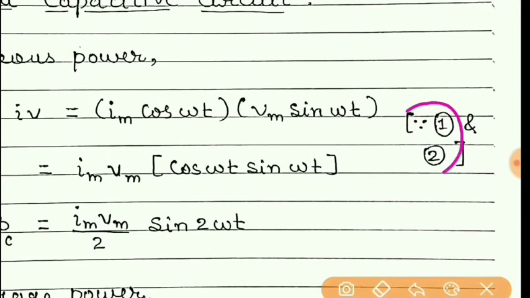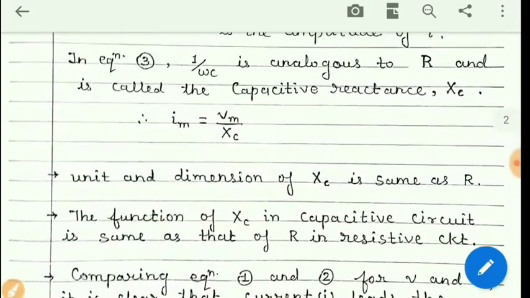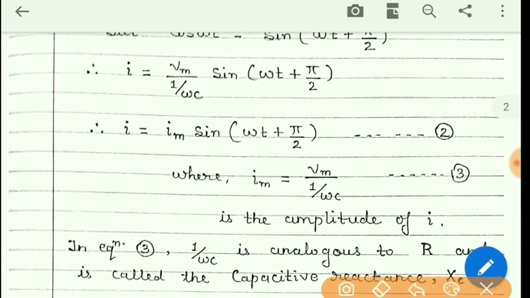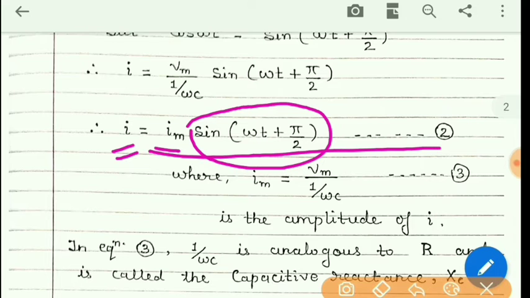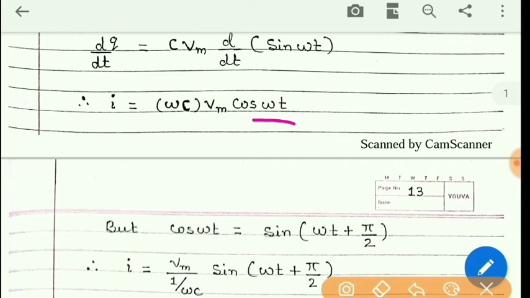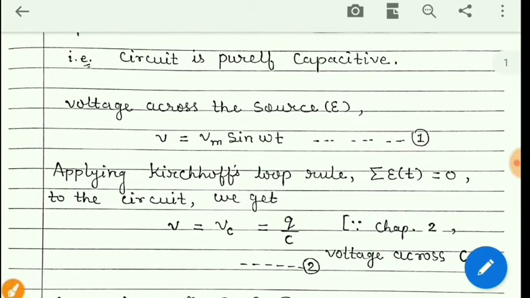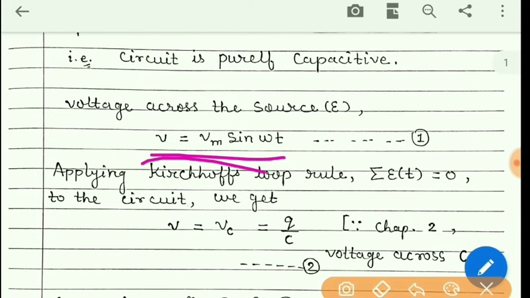From equation number 1 and 2. Let me show you. In equation number 2, I is equal to Im sin omega t plus pi by 2, which can be written as cos omega t. See, it is here. And equation number 1 is this for voltage.